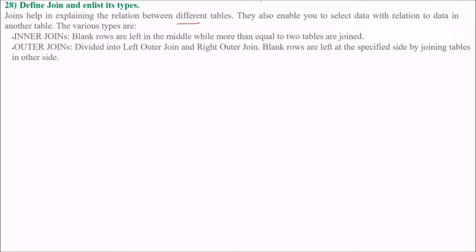When you join them, because there are various tables, there will be a possibility that you will want to combine them and fire a query on these two tables, where the results are coming from both tables. For that, first you have to join them. So join helps in explaining the result or relation between different tables, and they also enable you to select data with relation to data in another table.